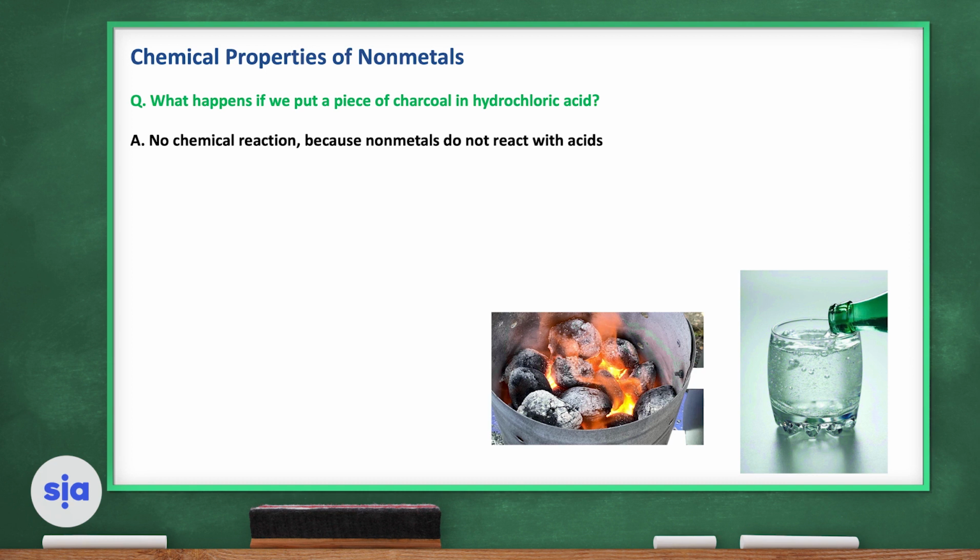So there is a difference between metals and non-metals. Metals react with acids, but non-metals like carbon do not react with acids. So no chemical reaction with acids.